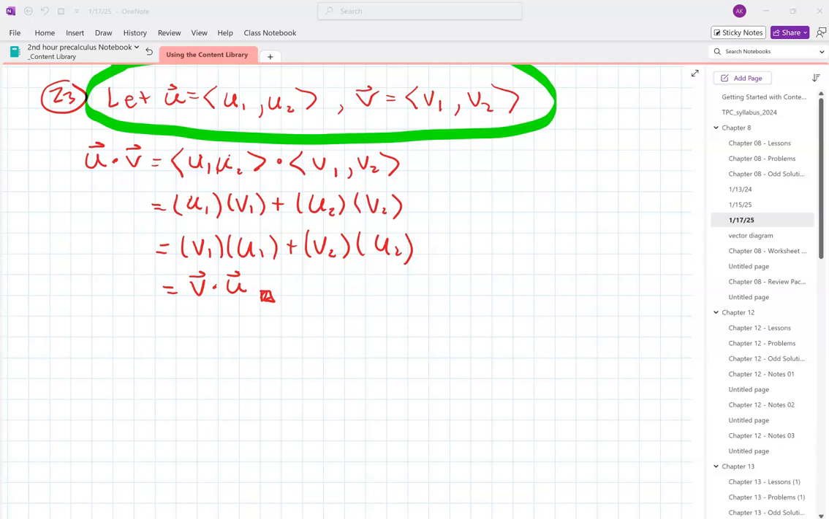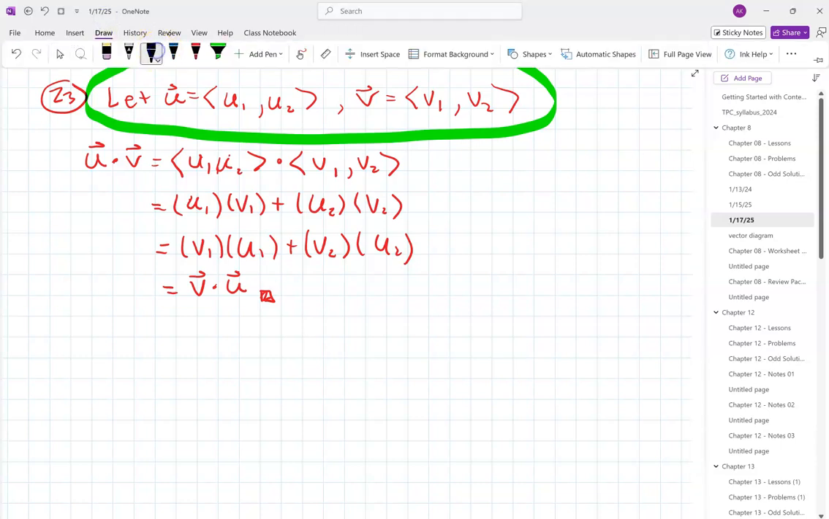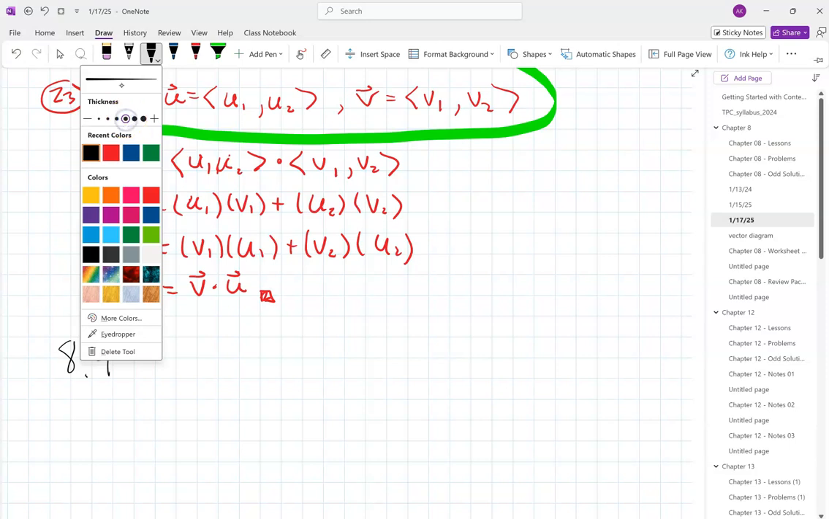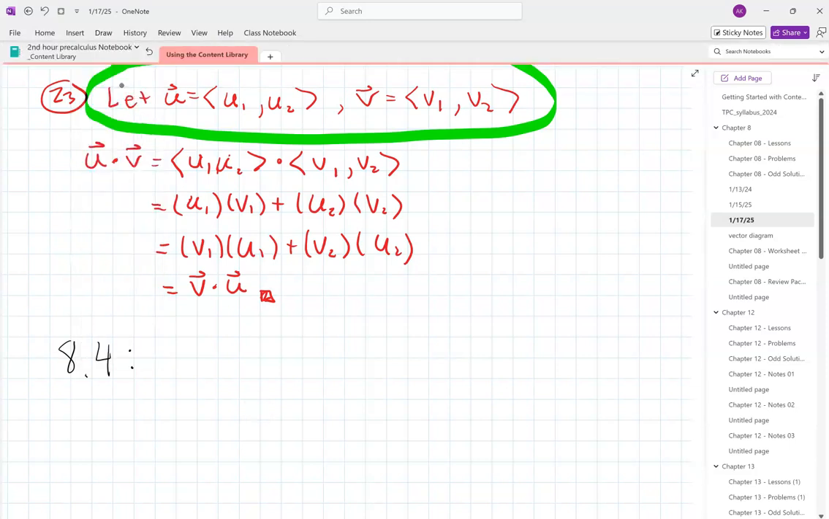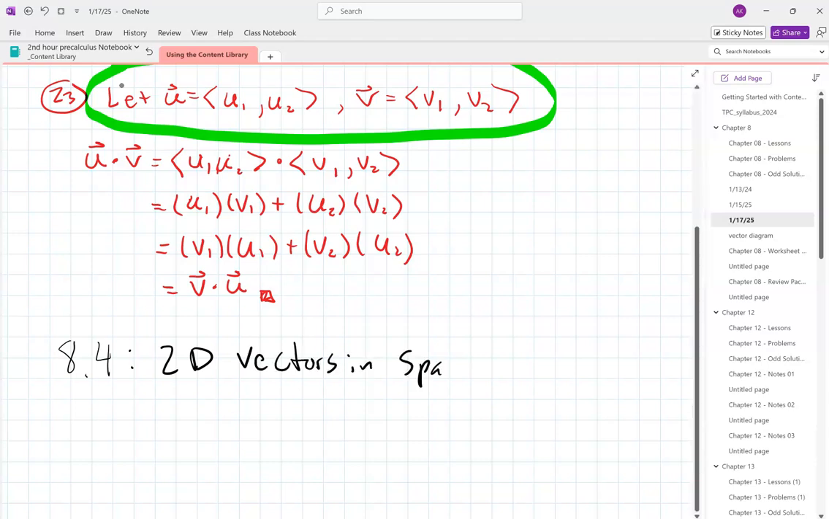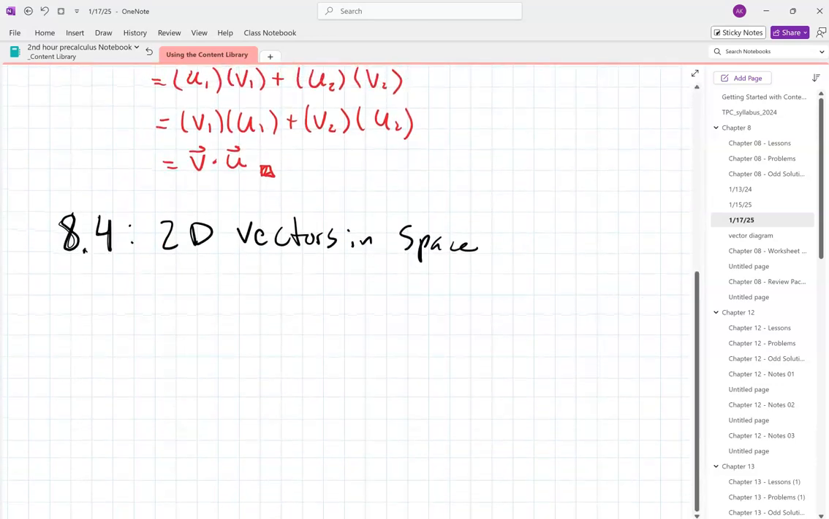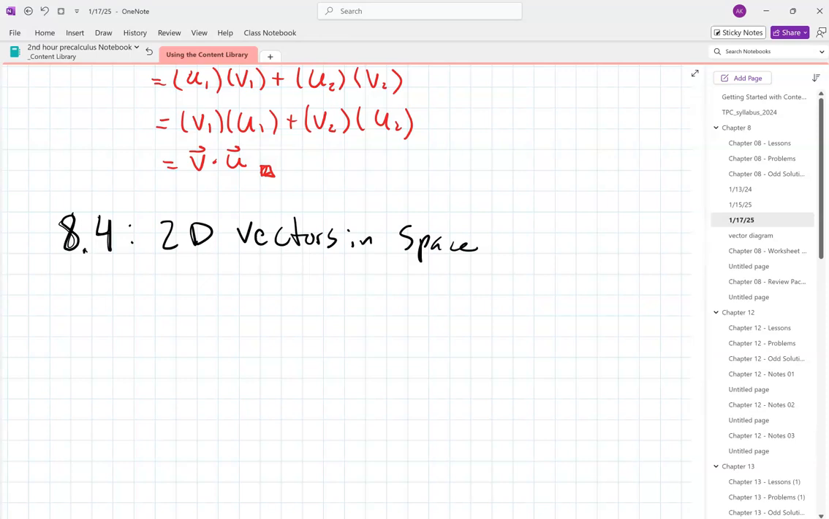grind out our last section here in Chapter 8. This is about 2D vectors in space. All right. So what we're going to be doing in section 8.4 is we're going to introduce another notation for vectors and use that notation to write vector equations for a line.